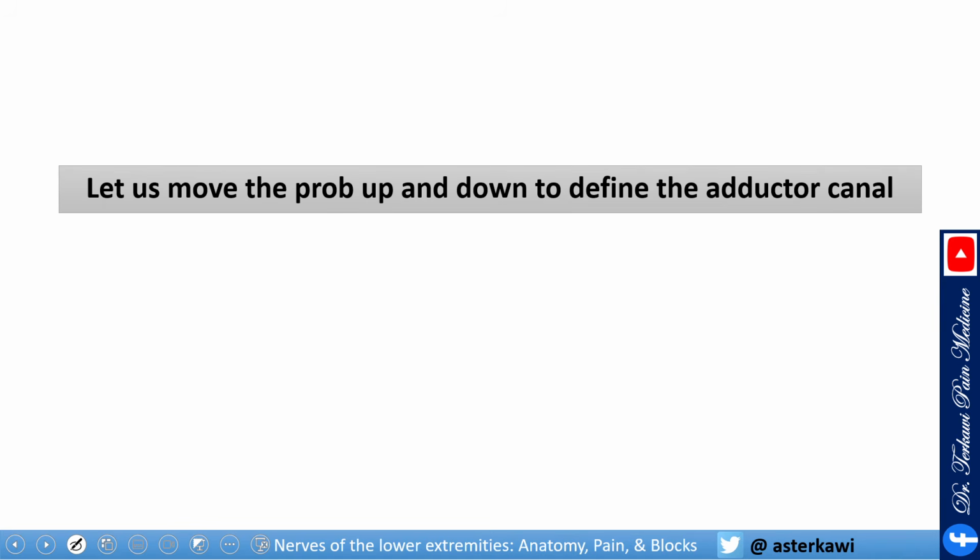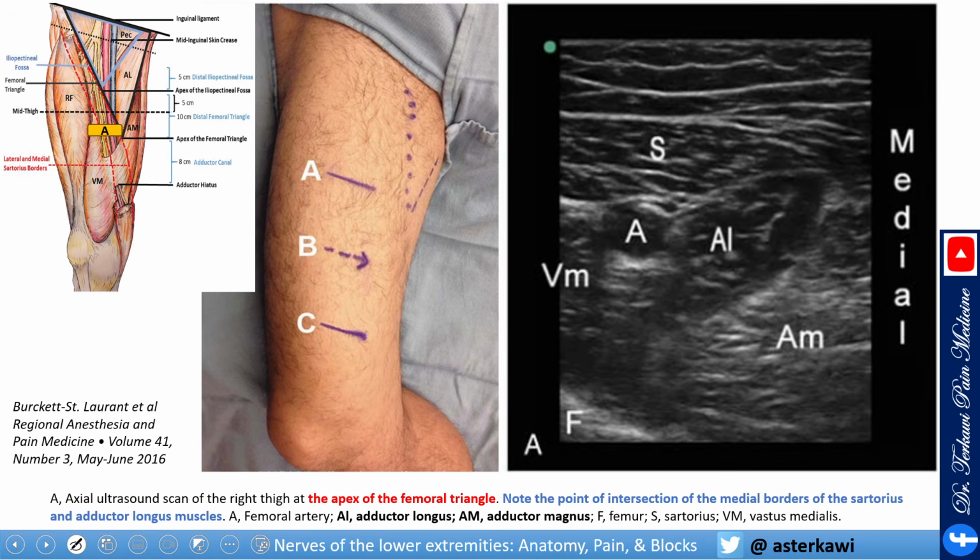Now let's move up and down and look at the adductor canal. This is very important. In this ultrasound picture, we are at the apex of the femoral triangle. So this is A. Now we are at the apex of the femoral triangle, as you see in the illustration as well.